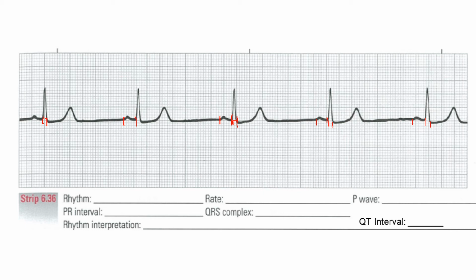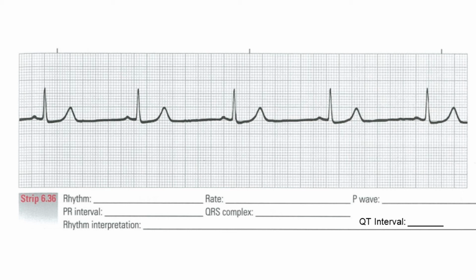And your QT interval, start from the beginning of and it looks pretty long, but again, this is a bradycardia, so therefore it's going to be long. So you count how many boxes, and it comes to be 0.56. So 0.56 is the QT interval. Your rhythm interpretation is a sinus brady, and note that there is some ST depression. So we always want to kind of look at that.